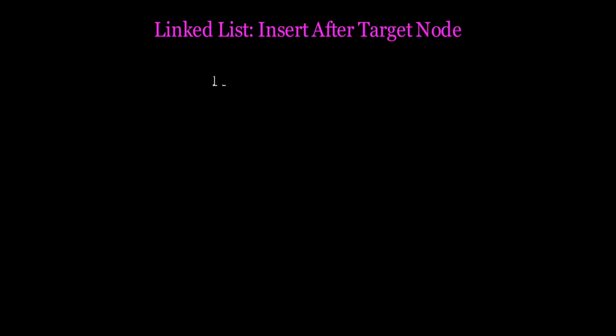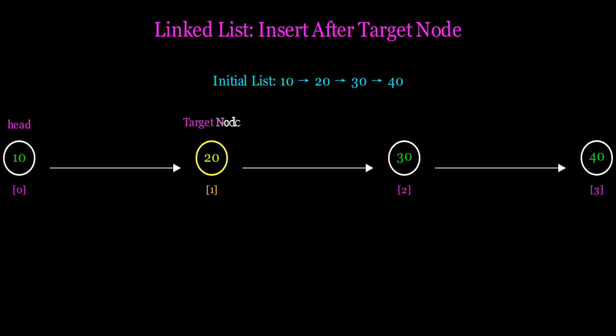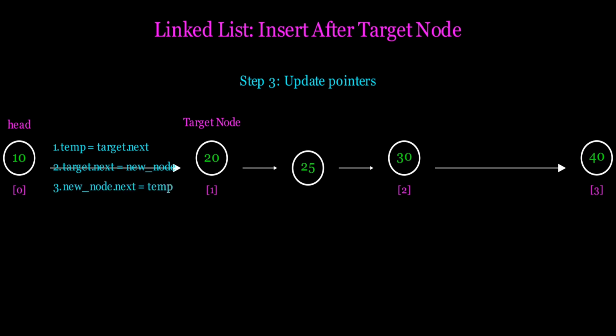Finally, how to insert a new node after a given node in a linked list. Here we have a linked list with 4 nodes, 10, 20, 30 and 40. We will be inserting a new node with the value 25 after the node containing 20. First, we create the new node containing the value 25. Next, we save the pointer to the node that follows our target node, which is 30. Now we update the pointers. The node with value 20 will now point to our new node, and our new node will point to 30. Thus, we have successfully inserted 25 after 20.